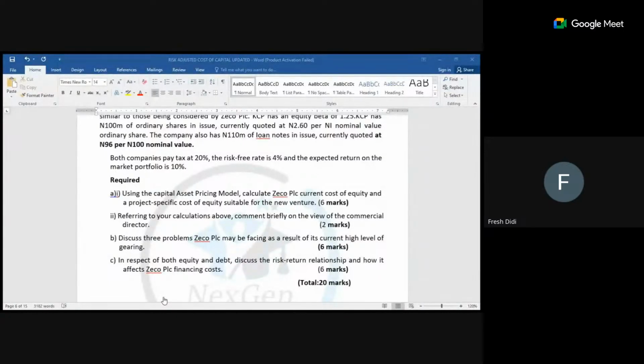Sorry, my screen keeps moving up and down. Sorry about that.